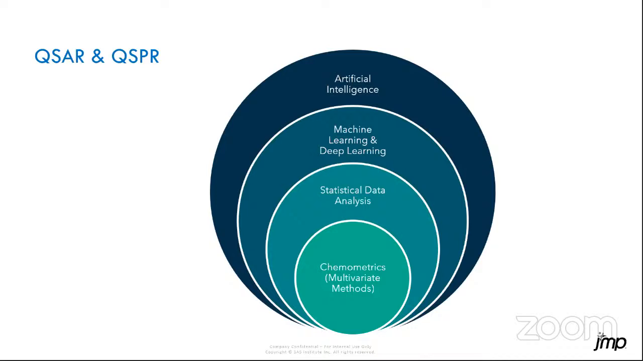So how do you relate quantitatively some of the properties and some of the structure? Keep that in mind. You have a chemical structure, and then you have a property. How do you mathematically link them? That's what QSAR or QSPR is.